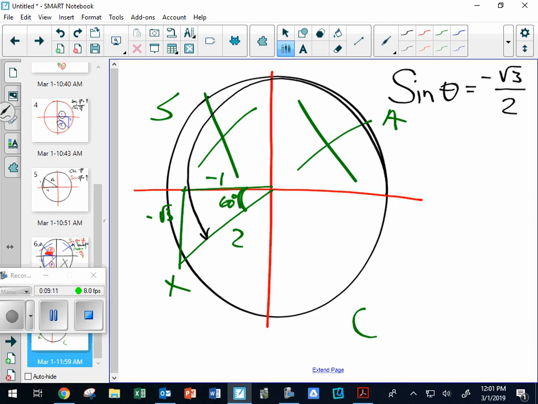What if you wanted to count by radians? Well, then it'd be 4 something. 4 pi over 3s. 4 60s. 4 pi over 3. Yes.